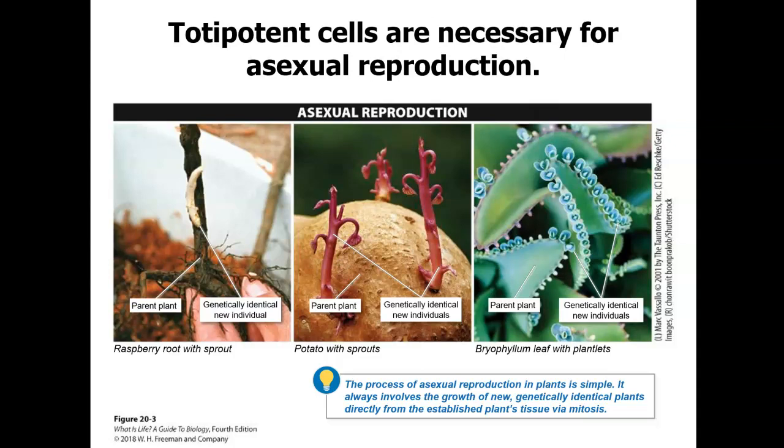So here we see with a raspberry root sprout coming out the side, it's going to be a genetically identical new individual. This is going to be a type of vegetative reproduction. Then you see the potato with sprouts. So you see the parent plant, which is the potato, and then the genetically identical new individuals that are sprouting out off to the sides. And then you had the bryophyllum leaf. And this is going to have little plantlets that are going to be growing off of this leaf here.